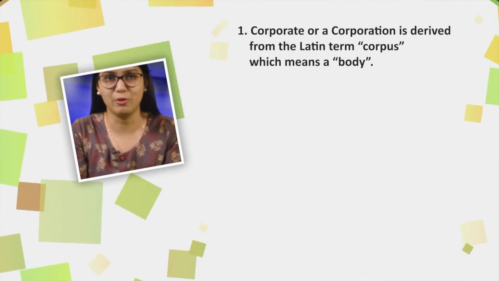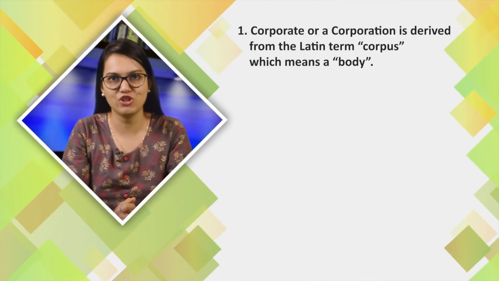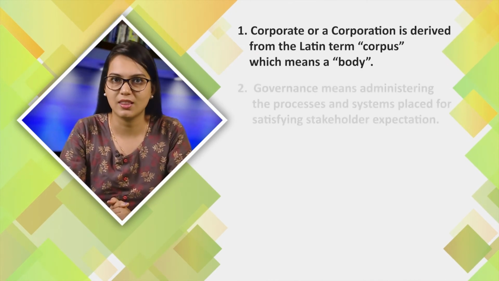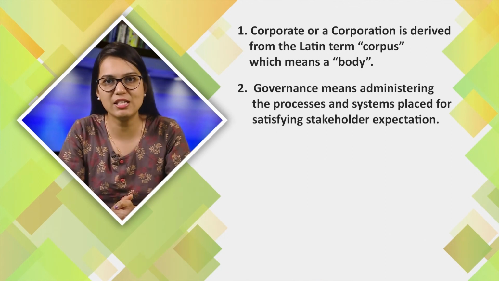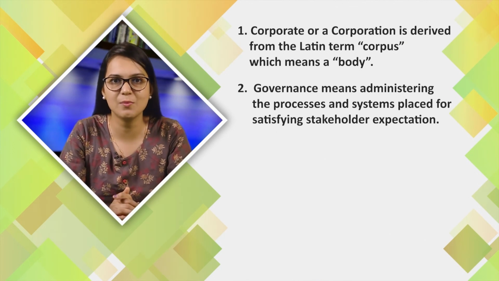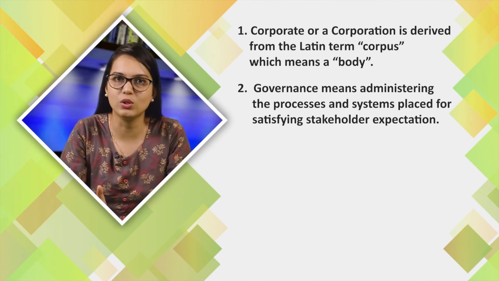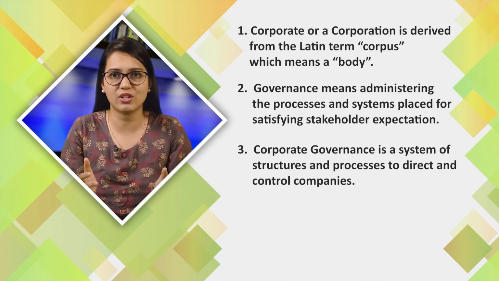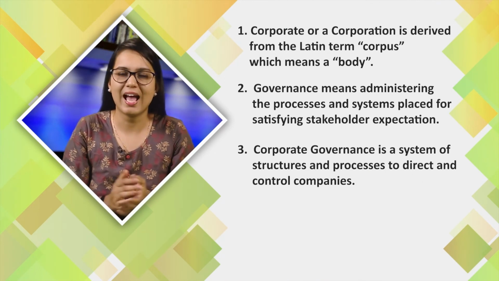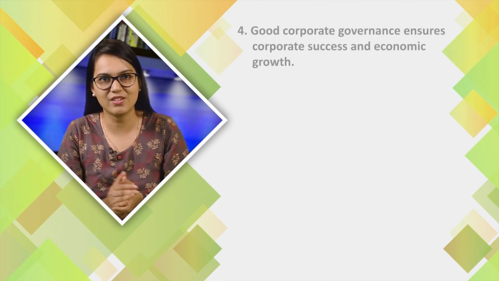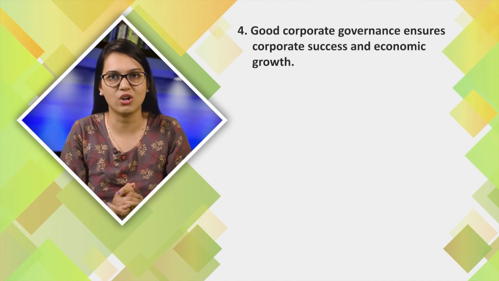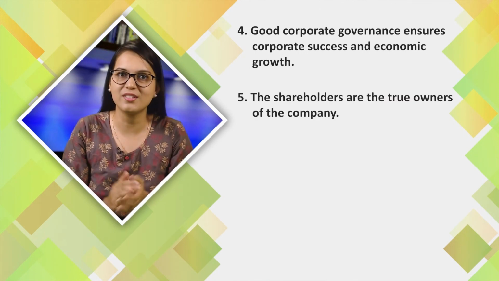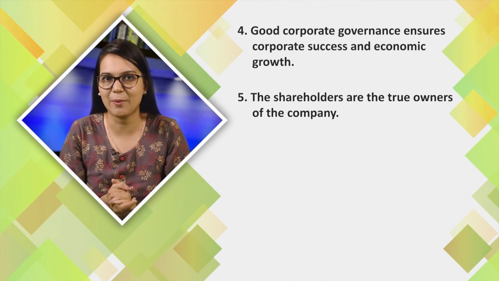We discussed, number one, corporate or corporation is derived from the Latin term corpus, which means a body. Next, governance means administrating the processes and systems placed for satisfying stakeholder expectations. Next, corporate governance is a system of structures and processes to direct and control companies. Next, good corporate governance ensures corporate success and economic growth. Next, the shareholders are the true owners of the company.